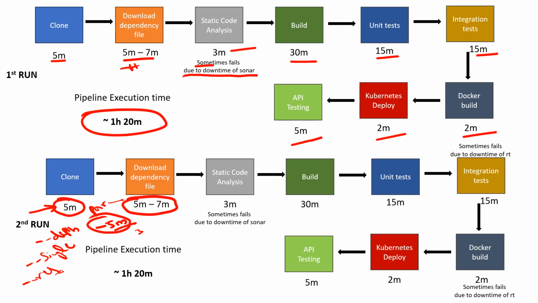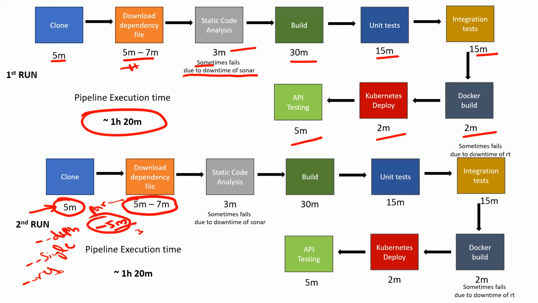Also, the download dependency file is in Artifactory, which is a different tool system. Let's say my Jenkins is installed on an AWS EC2 machine. Rather than downloading the dependency file from Artifactory, maybe I can put it in S3 and download it from S3 a little faster. Artifactory can sometimes go into an unresponsive state, which is why there is a variation in the time, 5 minutes to 7 minutes.